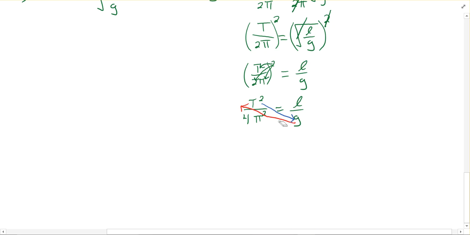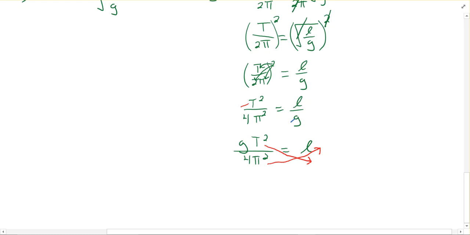If you clean this up a bit, I'm going to move g up to that side. So this just becomes g times t squared over 4 pi squared is equal to L. Now, all I've got to do is start moving stuff. I can move 4 pi squared, that's in the bottom of this side, up to the top of that side. T squared can move down to the bottom of that side.